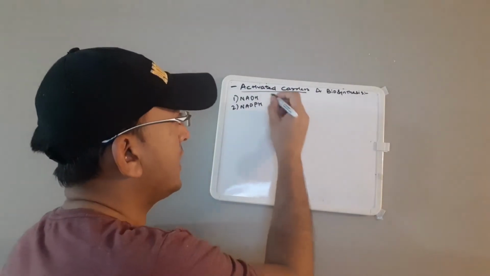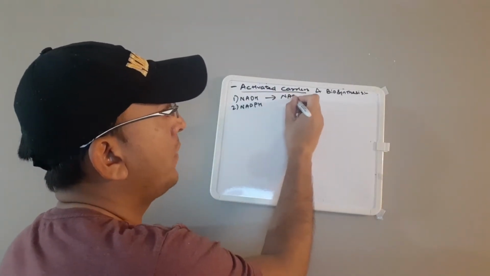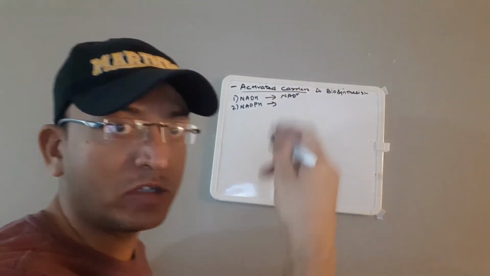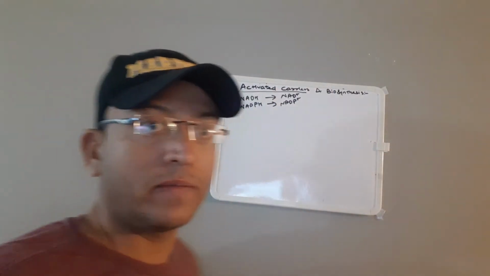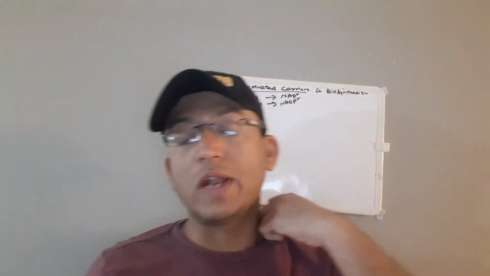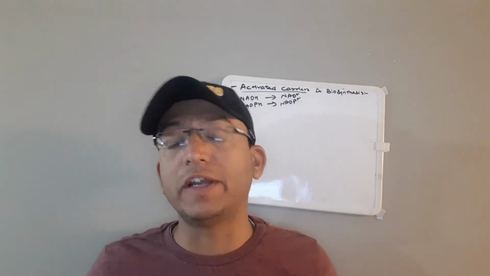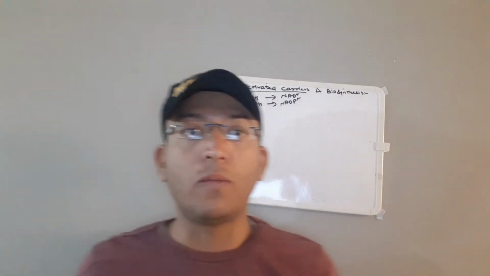When these activated carriers pass their energy in the form of a hydride ion to a different molecule, they become oxidized to form NAD plus and NADP plus. Like ATP, NADPH is an activated carrier that participates in many important biosynthetic reactions that would otherwise be energetically unfavorable. So what does this do?